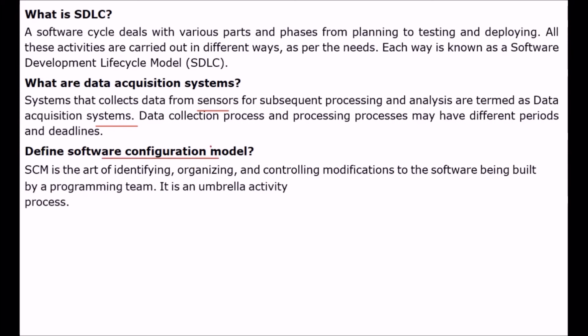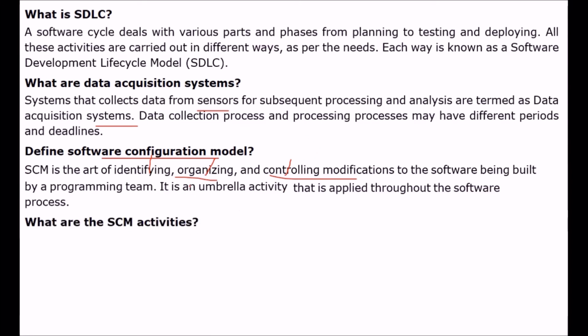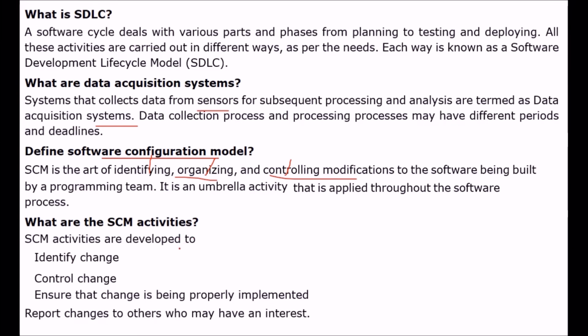Define software configuration management. SCM is the art of identifying, organizing, and controlling modifications to the software being built by the programming team. Identifying first, then organizing, and tracking and controlling. This is an umbrella activity that is applied throughout the software process. What are the SCM activities? Software configuration activities are developed to identify change, control change, ensure that changes are being properly implemented, and report change to others who may have interest.